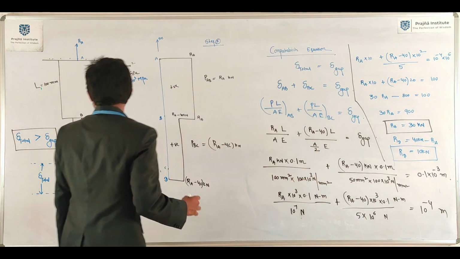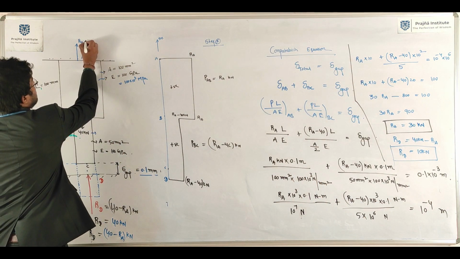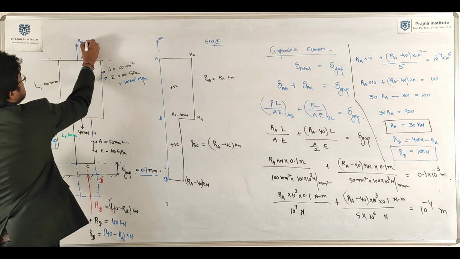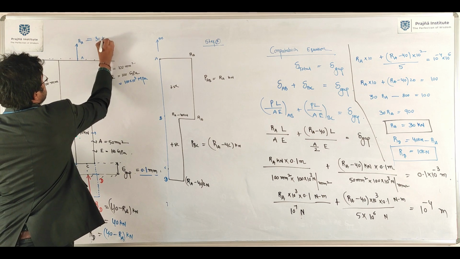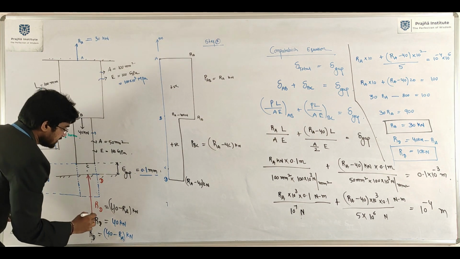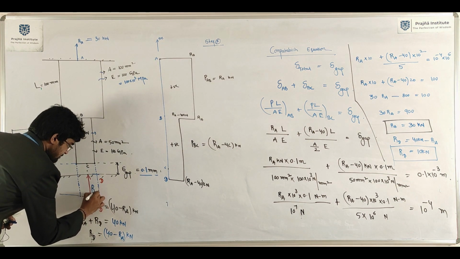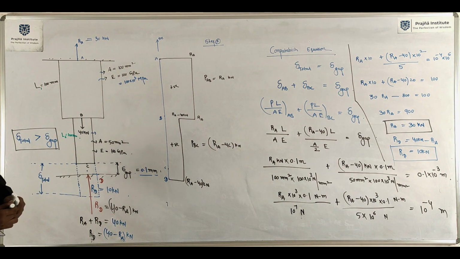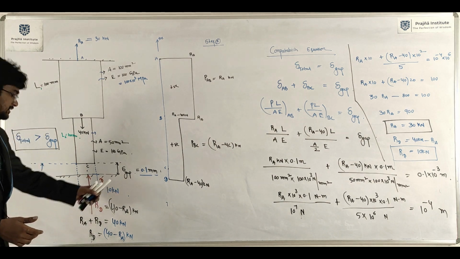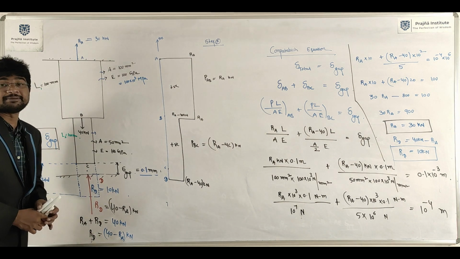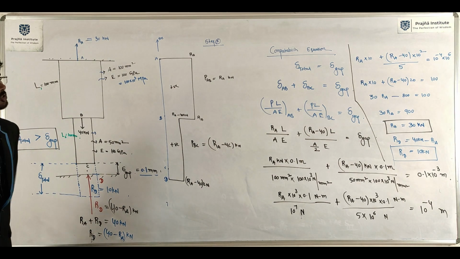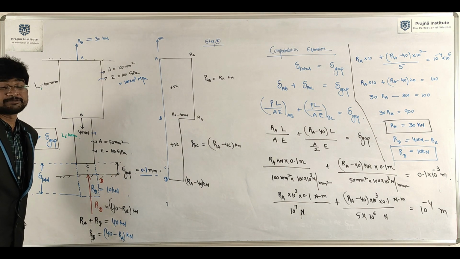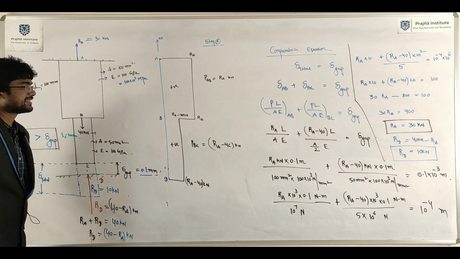Okay, RA equals 30 kilonewton, RD equals 10 kilonewton, you will get it. This is the way to determine support reactions when delta gap is given. This is one of the special keys in GATE.